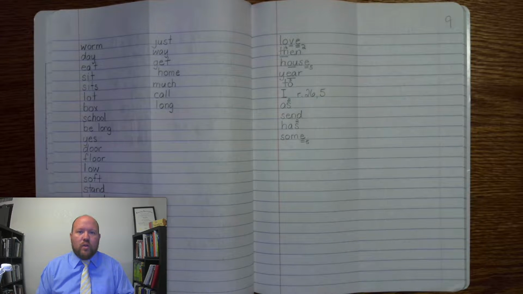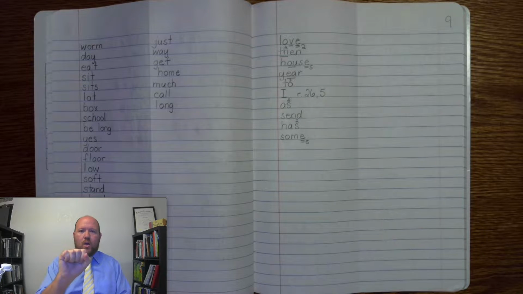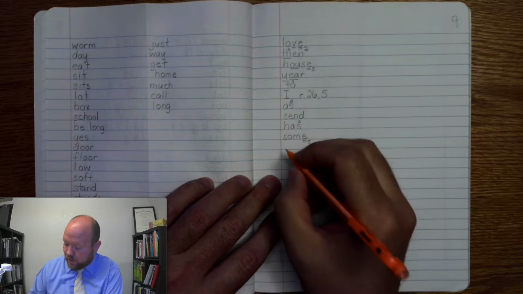He is a lone ranger. It means that he's by himself. He's a lone ranger, okay? Lone. Base word lone. L-O-N-E, lone. Okay, skip a line.